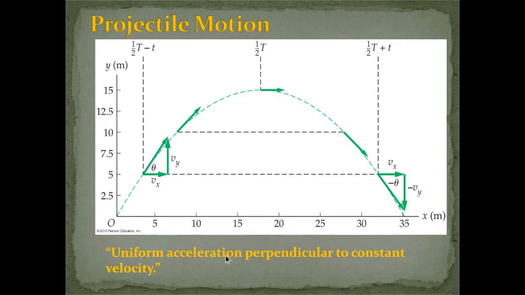So, uniform acceleration perpendicular to constant velocity. Now, there's other ways to create this situation. It doesn't have to be about gravity. We could talk about the motion of a charged particle like an electron in an electric and magnetic field, and we could create similar situations where we have uniform acceleration in one direction and constant velocity in another direction. In fact, there's a homework problem that does that.